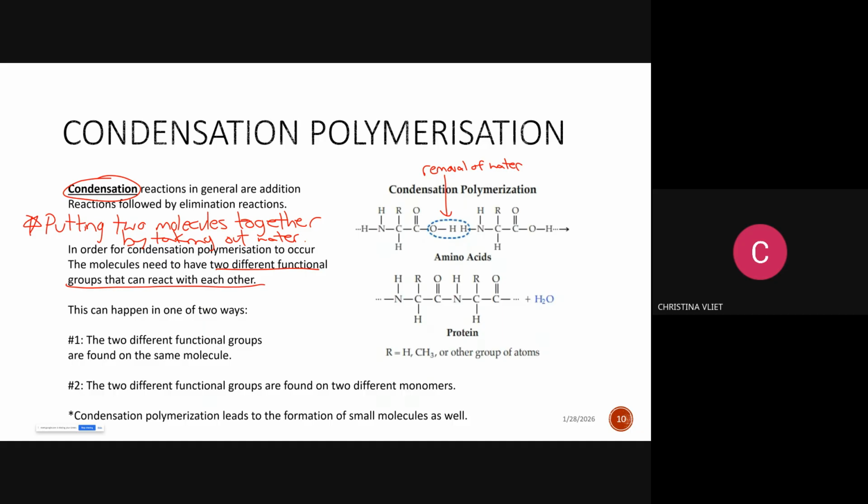Okay, so this can happen in one of 2 ways. The 2 different functional groups are found on the same molecule, or the 2 different functional groups are found on different monomers. And I wrote a little note here that this always gives us small molecules as well. That small molecule could be water in most cases. However, it could also be HCl. So you should write that those are the small molecules that would be lost.